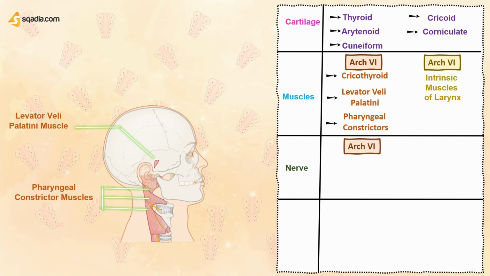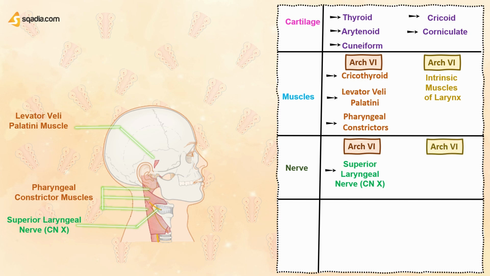Pharyngeal arch 4 gives rise to superior laryngeal nerve. The superior laryngeal nerve is a branch of the vagus nerve, which is cranial nerve 10, that provides innervation to the larynx, specifically to certain muscles and areas of sensation within the larynx. It has both motor and sensory functions.